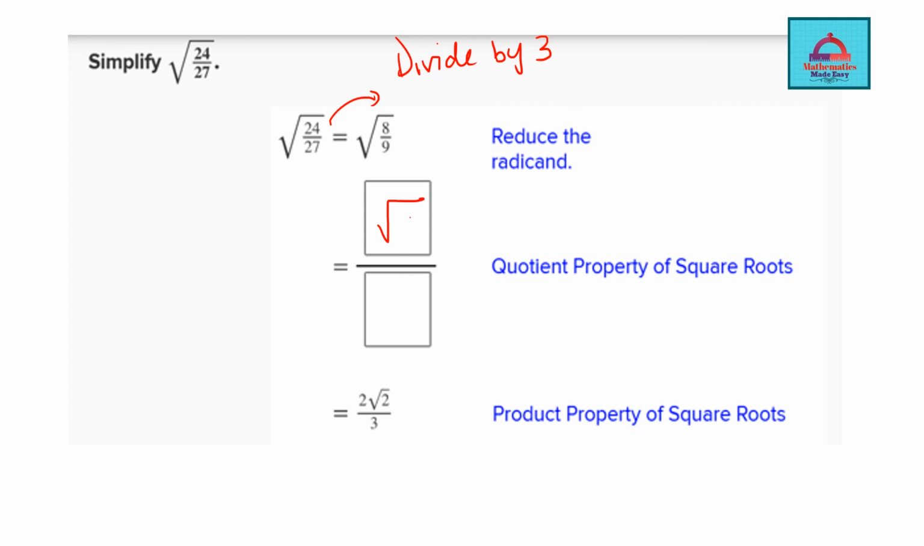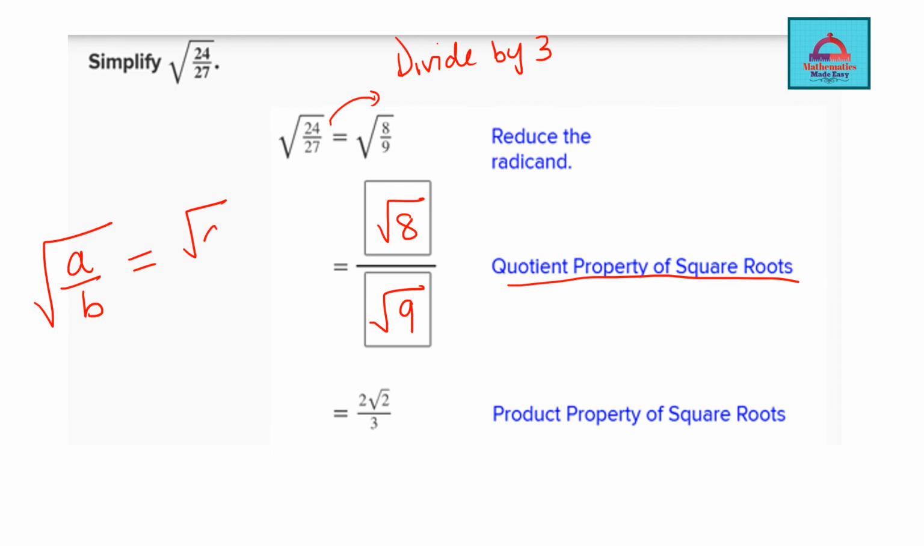Now numerator separate, denominator separate. You can always do this kind of a division. That's your quotient property of square roots. I'll write the property. If you have the square root of a divided by b, numerator by denominator, that is the square root of numerator divided by square root of denominator. So 2 square root of 2 divided by 3 would be the answer.